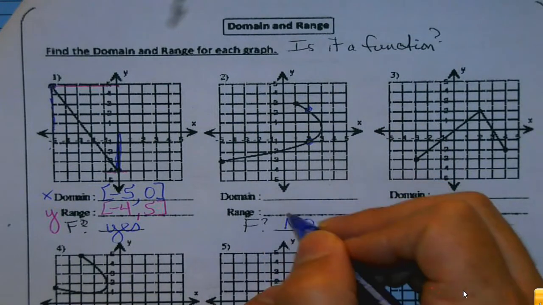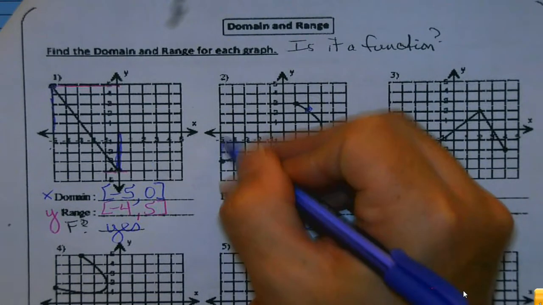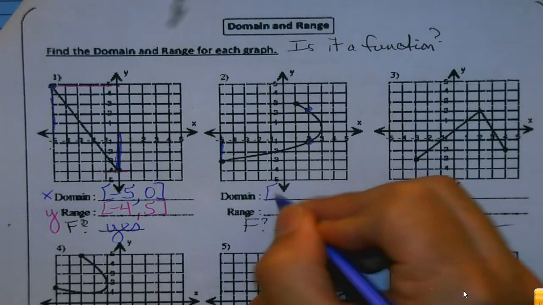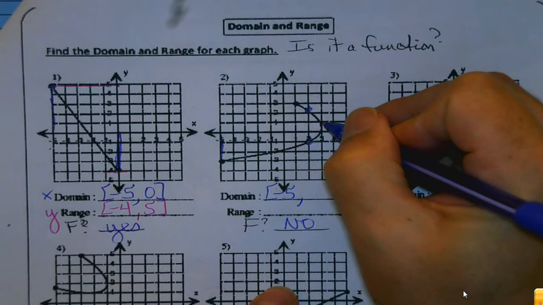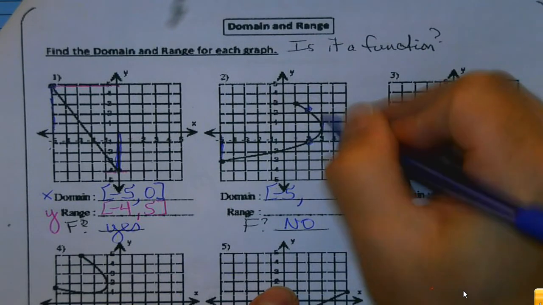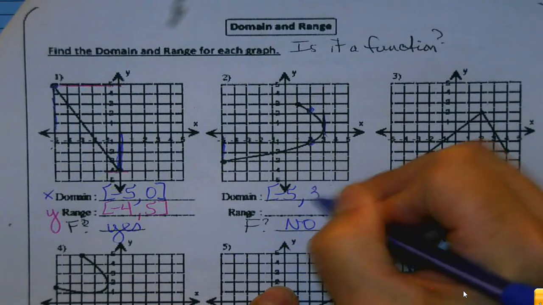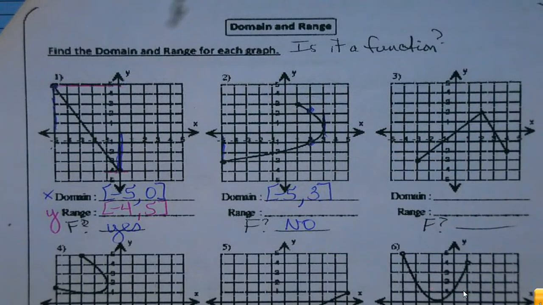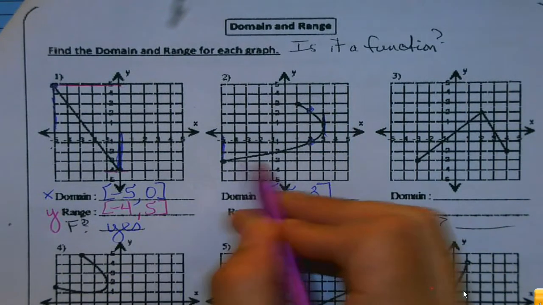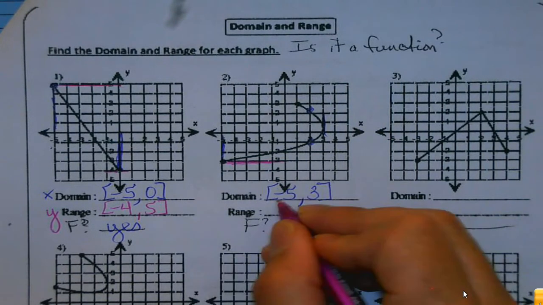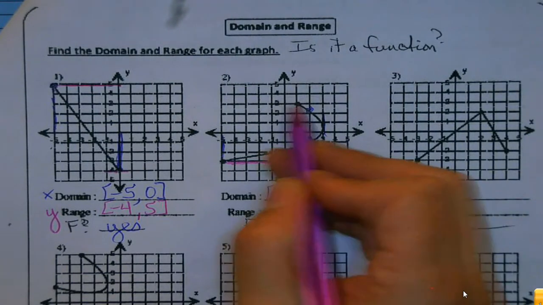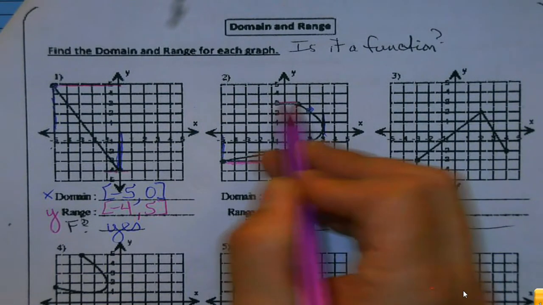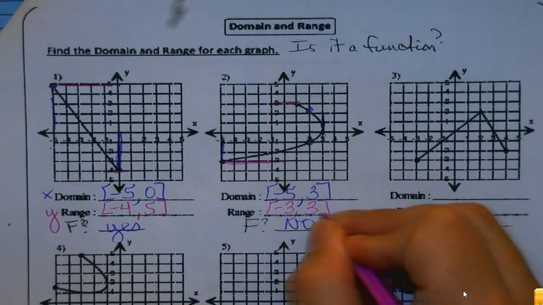And then again, I do my domain and range. Furthest left, furthest right. And it doesn't have to be where the point is. It can be over here even. So I've got to watch it. My range, same thing. It may be a point that's shared, but again, it's the y value, and then at the top, it's still the y value.